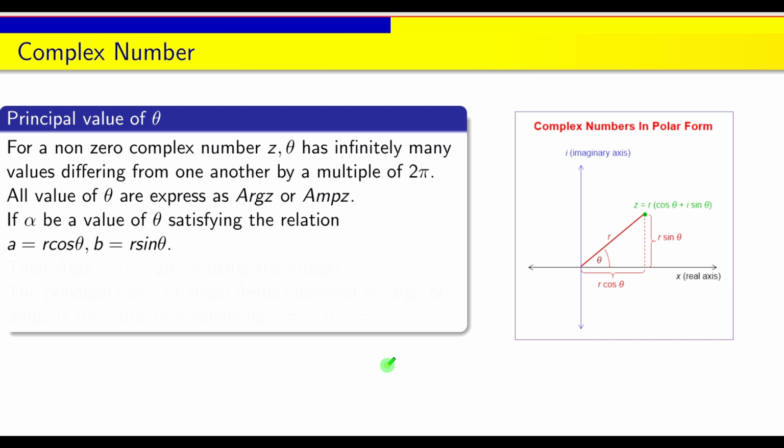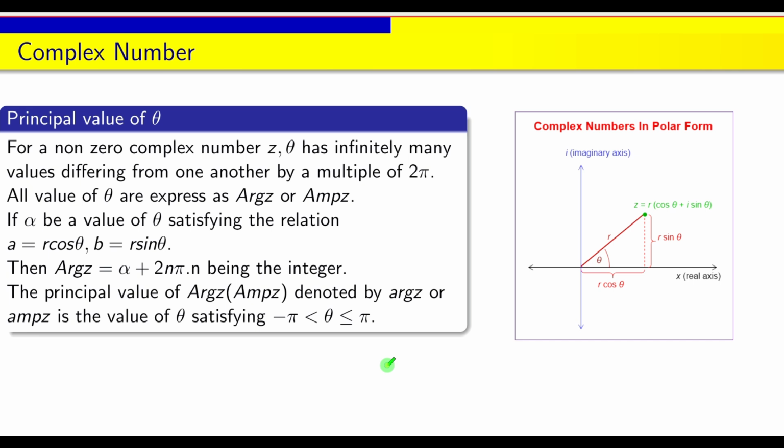Suppose alpha is the value of theta satisfying the relations a is equal to r cos theta, b is equal to r sin theta. Then the argument of the complex number z can be written as alpha plus 2n pi, because this alpha has infinitely many values differing by multiples of 2 pi. So when you run the value of n through 0, plus minus 1, plus minus 2, you will get different values of the argument of z.